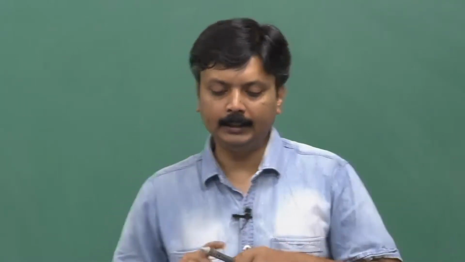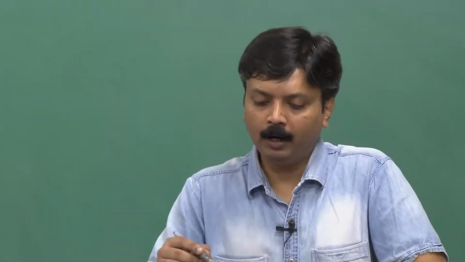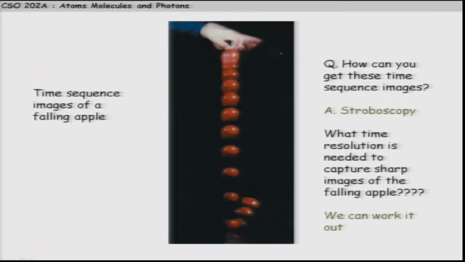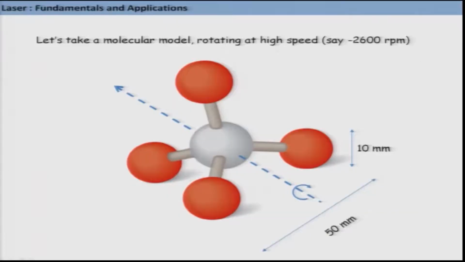So, you can essentially take a photograph like this, which is essentially the time sequence of the image of the falling apple. Now, let us consider a real chemical problem where you have a molecule, and let us start with a molecular model. Suppose you have a methane molecule, and this is essentially not a molecule, but you take it as a molecular model. Now, real molecules execute rotational motion, right.